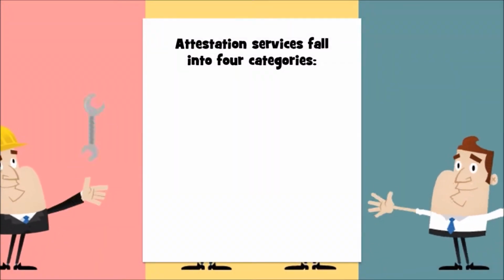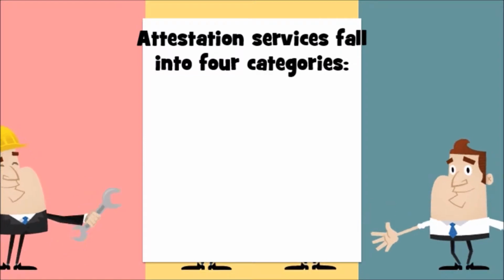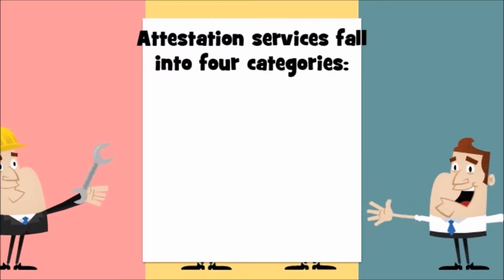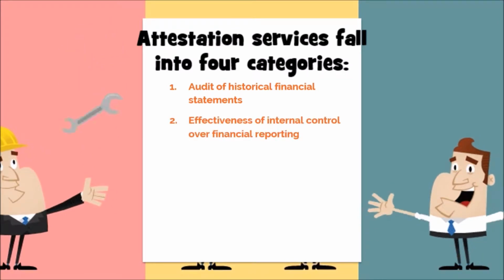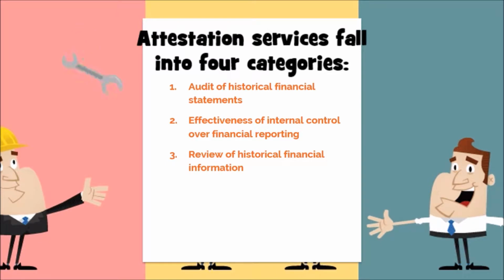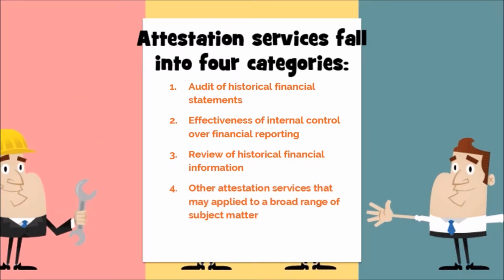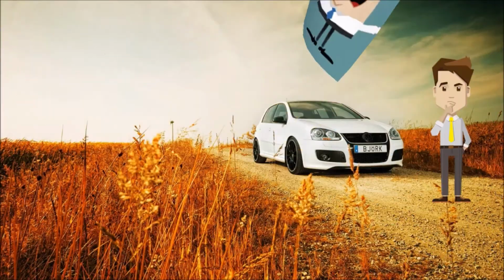The 4 categories of attestation services are: 1. Audit of historical financial statements. 2. Effectiveness of internal control over financial reporting. 3. Review of historical financial information. 4. Other attestation services that may apply to a broad range of subject matter.